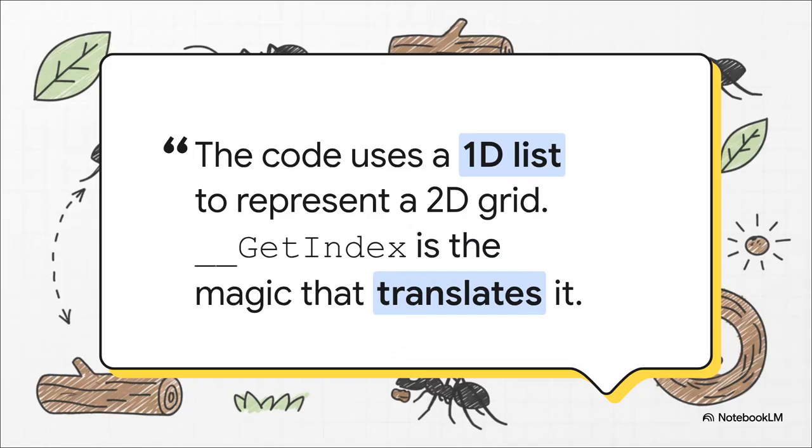Now, this next part is a really crucial detail you're going to want to lock in on. The grid looks two-dimensional, right? But the code does something clever. It actually stores it as one long, single, one-dimensional list. The __get_index function is the magic translator that takes a row-column coordinate and figures out the exact spot in that list. It's a super common technique, and understanding it is key to navigating this world.